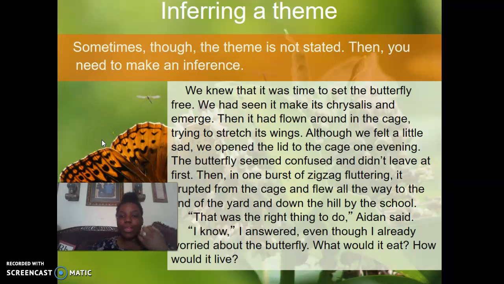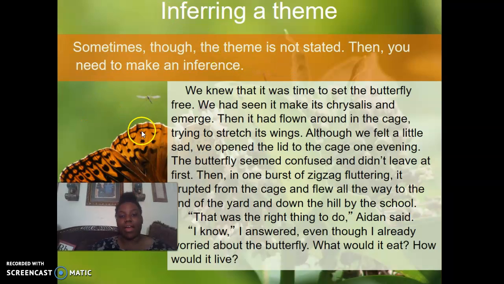So let's look at if the theme is not explicitly stated. Then we have to inference. Remember, an inference is when you use your background knowledge, which is also called schema, and your text clues, what you find in the text, to help you come up with an educated guess about the theme. So an inference is an educated guess based on your background knowledge and your text clues.